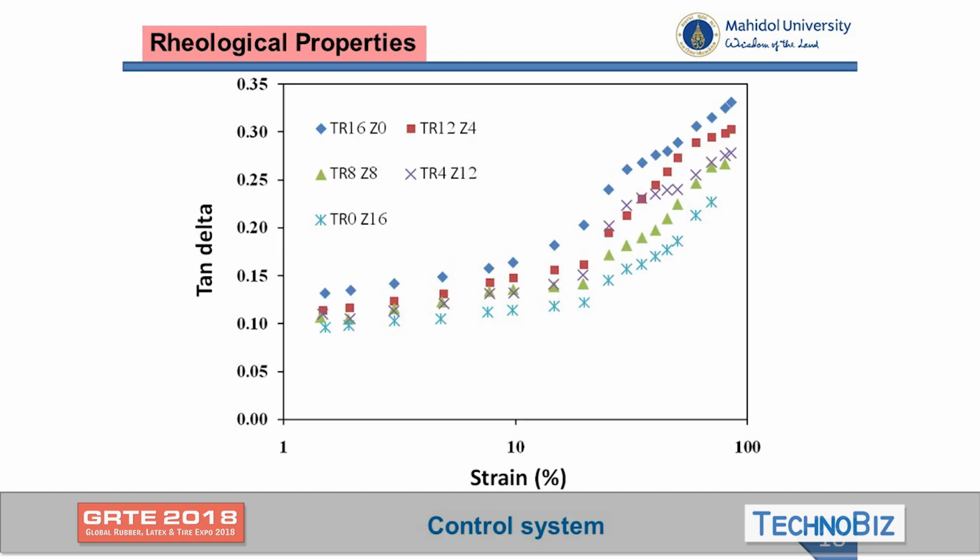So this slide shows the results of the rheological properties of the vulcanizates as a function of strain. In general, if a higher magnitude of strain is applied to the rubber molecules, energy dissipation occurs, and this is represented by an increase in the tan delta magnitude. In this case, it can be seen that in the control system without silane, the system with the highest magnitude of TRIM shows the highest magnitude of tan delta also.